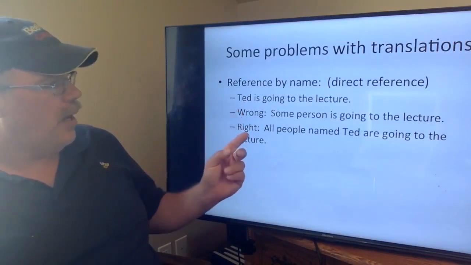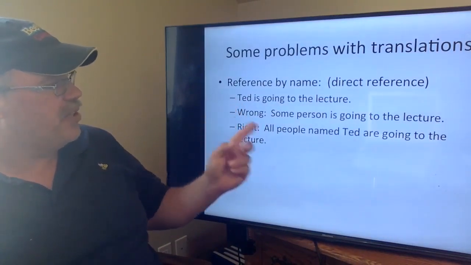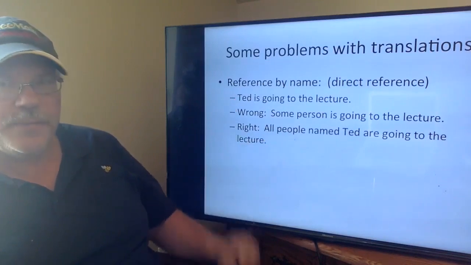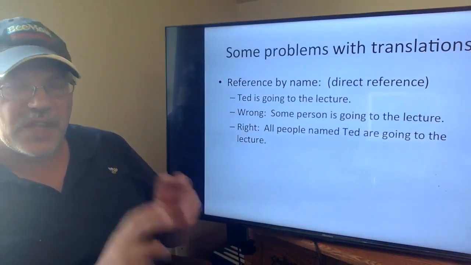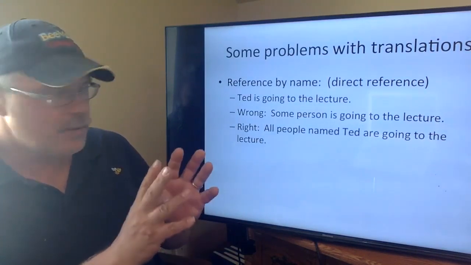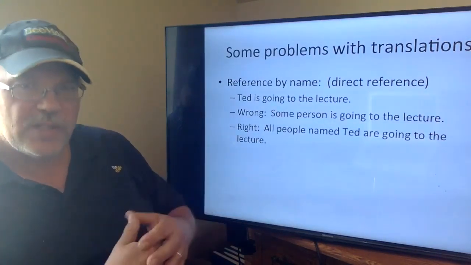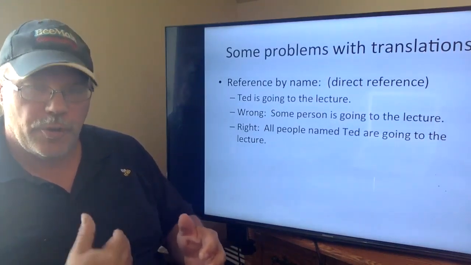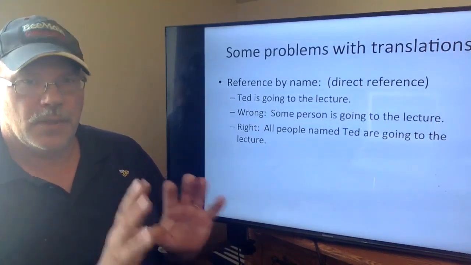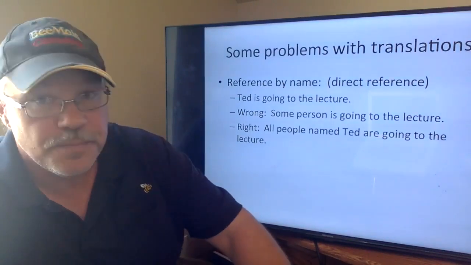So if this is ambiguous, then this is ambiguous, okay? That's how direct references work. You assume it's unambiguous in the initial, and then when you translate it, you're referring to all the things referred to as that. And that's direct reference.